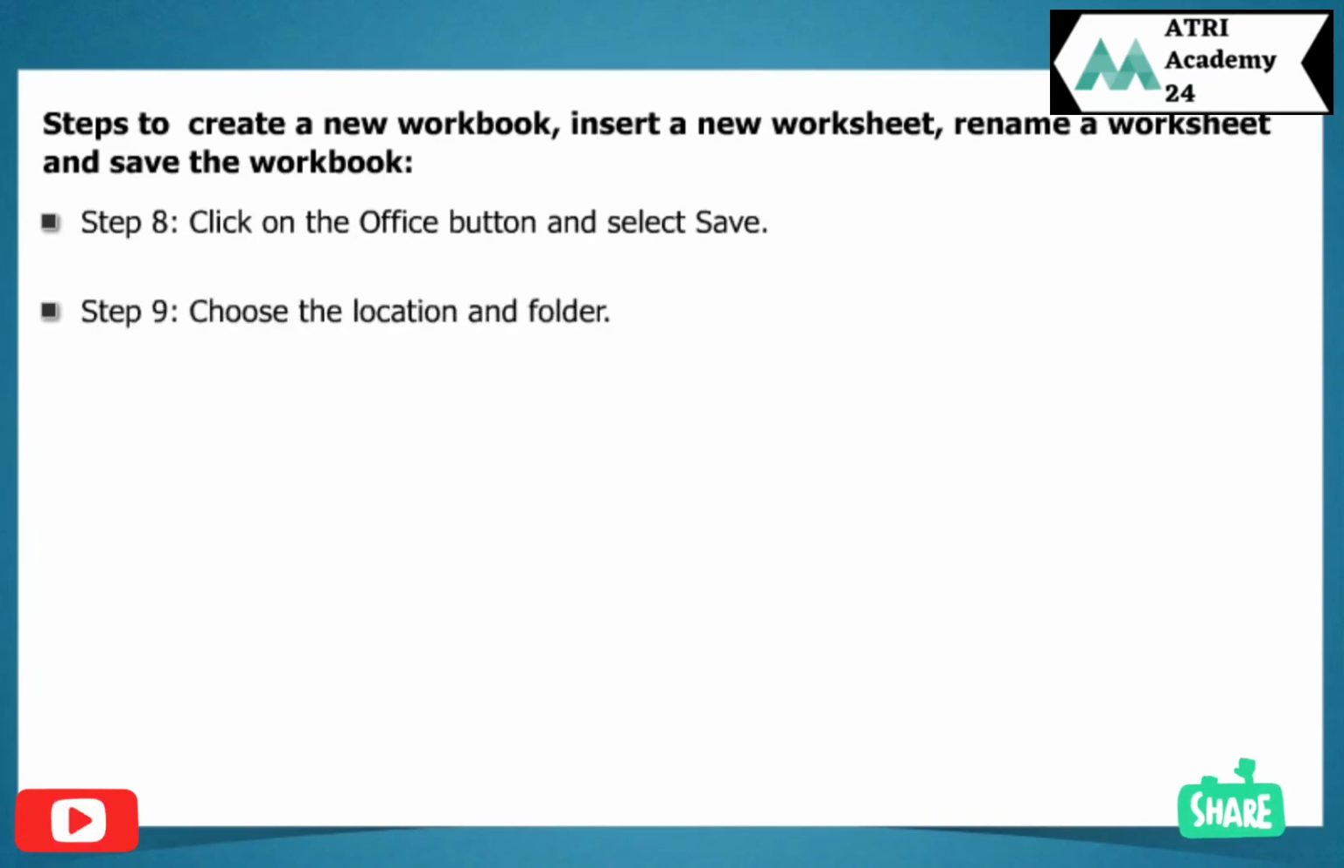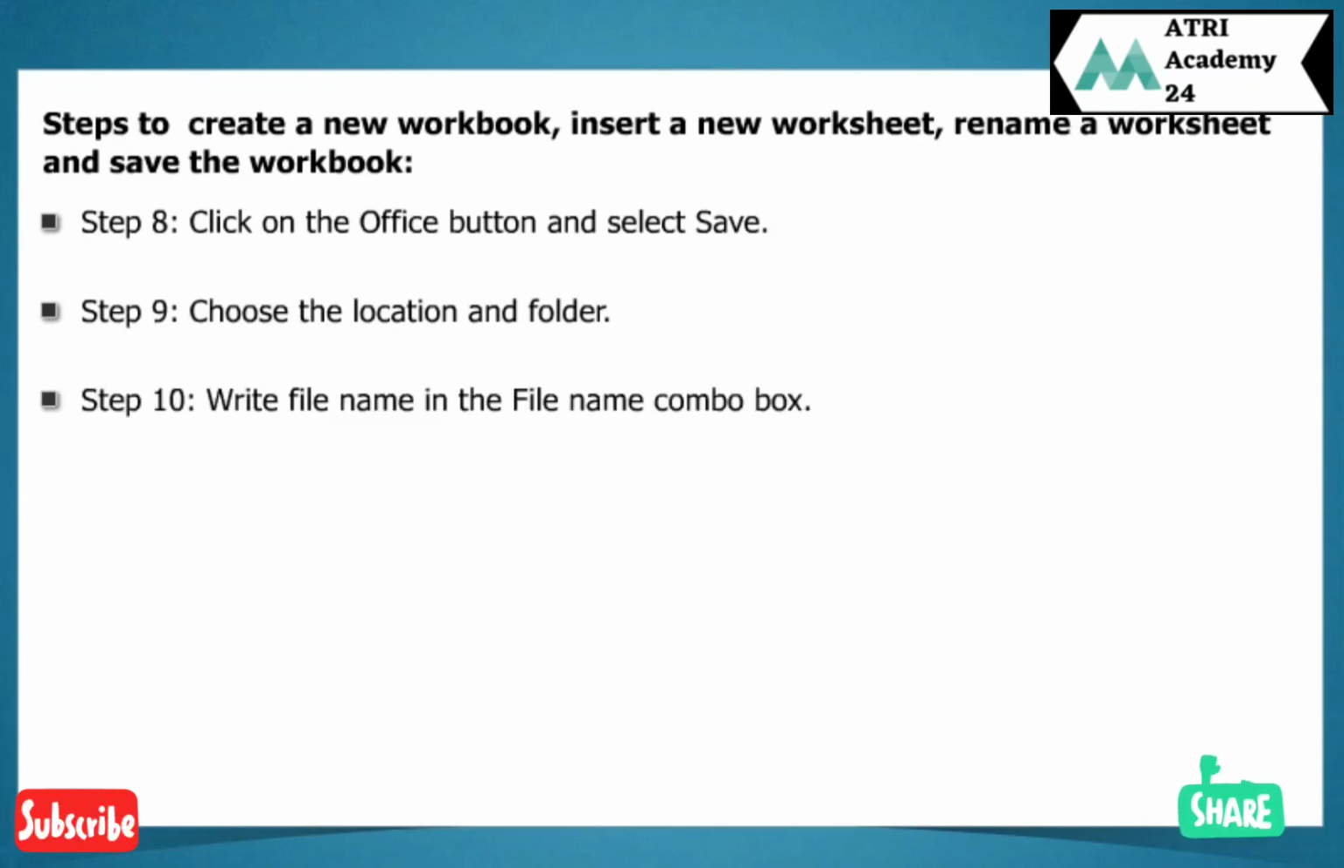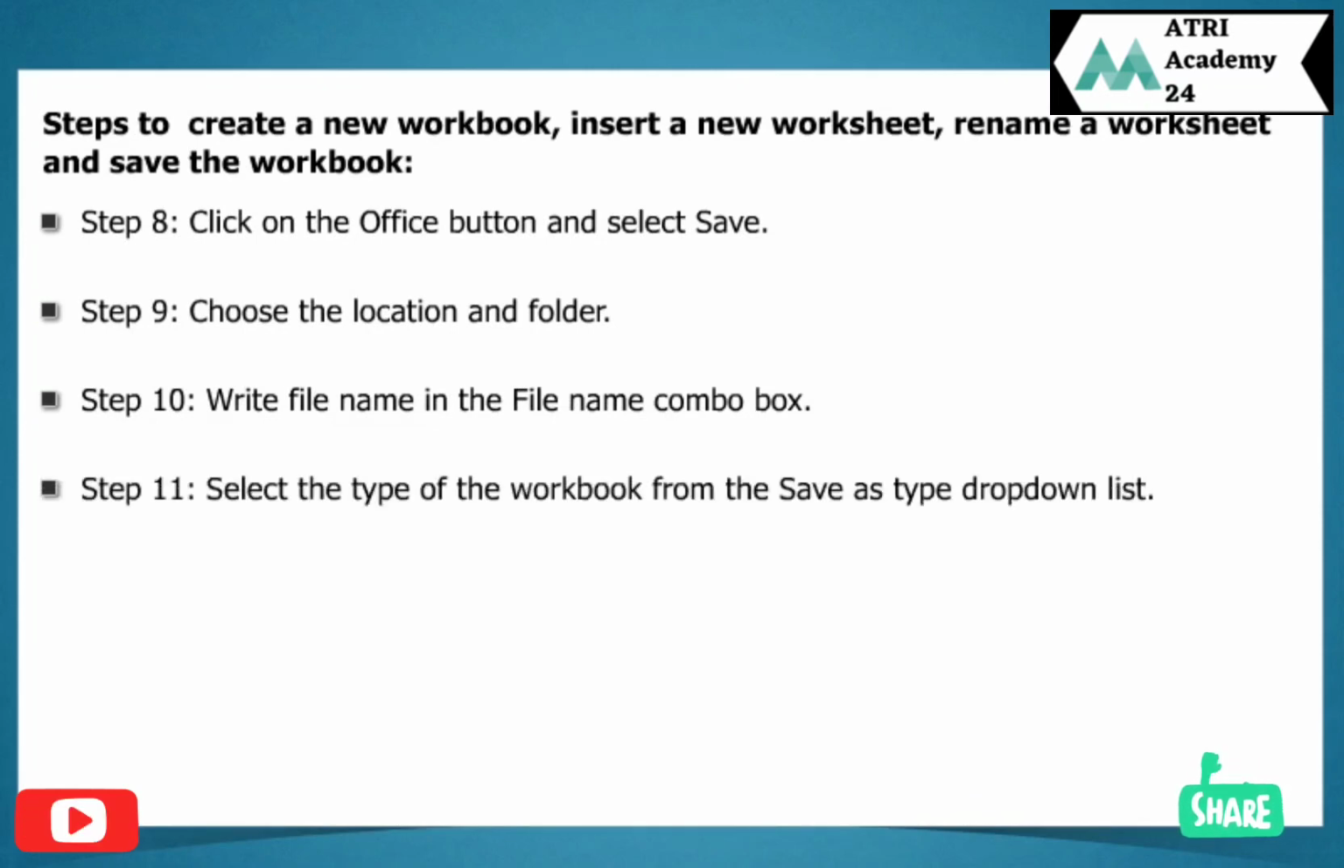Step 9. Choose the location and folder. Step 10. Write file name in the File Name combo box. Step 11. Select the type of the workbook from the Save As Type drop-down list. Step 12. Click Save.